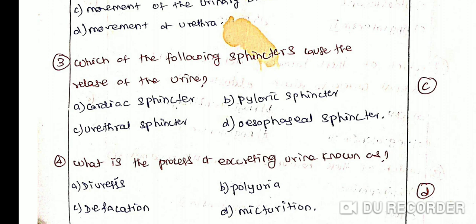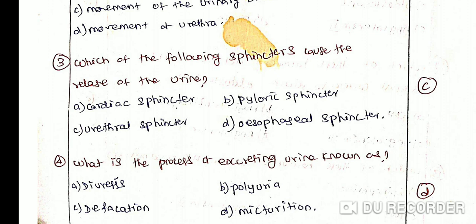Which of the following sphincters causes the release of the urine? Option A, cardiac sphincter. Option B, pyloric sphincter. Option C, urethral sphincter. Option D, esophageal sphincter. The correct answer is option C, urethral sphincter.